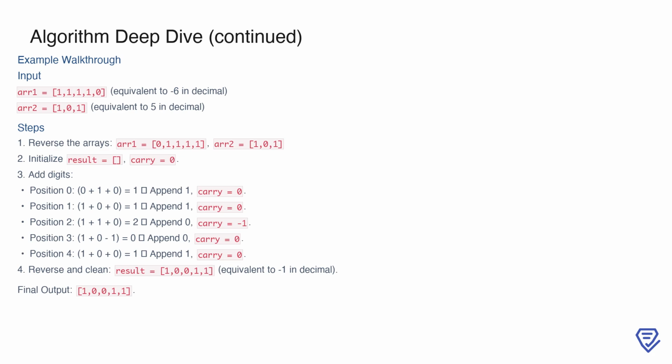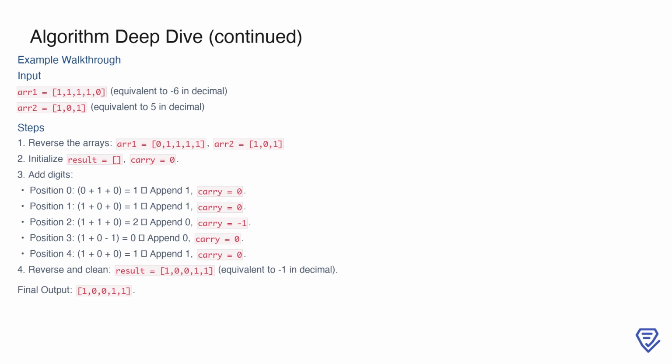At position 0, the sum is 0 plus 1 plus 0, which is equal to 1. We append 1 to result and keep the carry as 0. At position 1, the sum is 1 plus 0, which is equal to 1. Again, we append 1 and the carry remains 0. At position 2, the sum is 1 plus 0 plus 1, which is equal to 2. According to Negabinary rules, we append 0 and set carry to -1. At position 3, the sum is 1 plus 0 minus 1, which is equal to 0. We append 0 and reset the carry to 0.